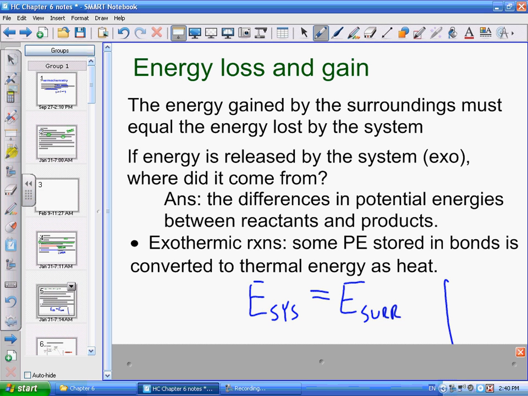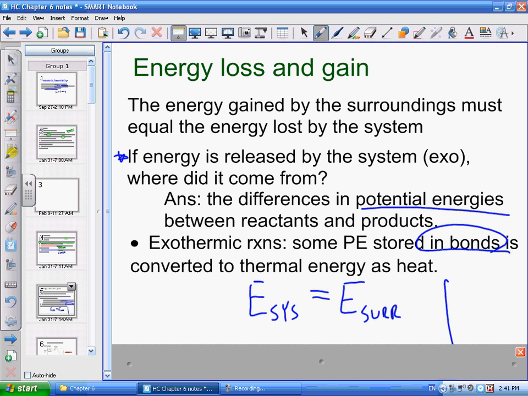So the next point says, if this energy is released by the system, where did all this energy come from? This energy comes from potential energies located in bonds. So what we have is some molecules that are loaded with energy. Now, we're going to talk about this a little bit more when we talk about making bonds and breaking bonds. But if I want to break some bonds, I need to put energy in. So if I put energy in to break bonds, then all of a sudden I have all these atoms floating around in different places. And when the bonds come back together, they release energy.